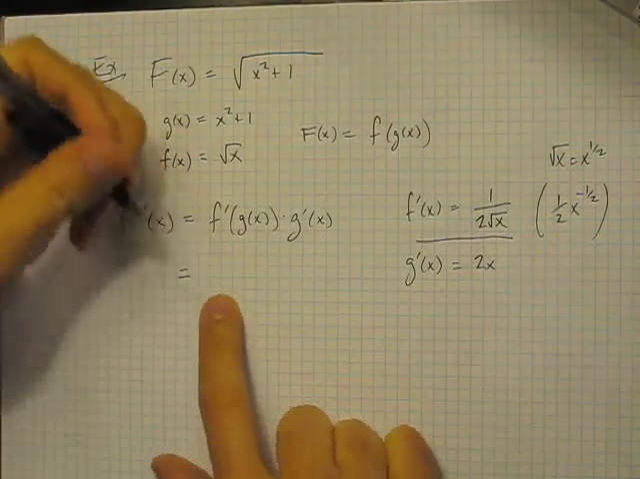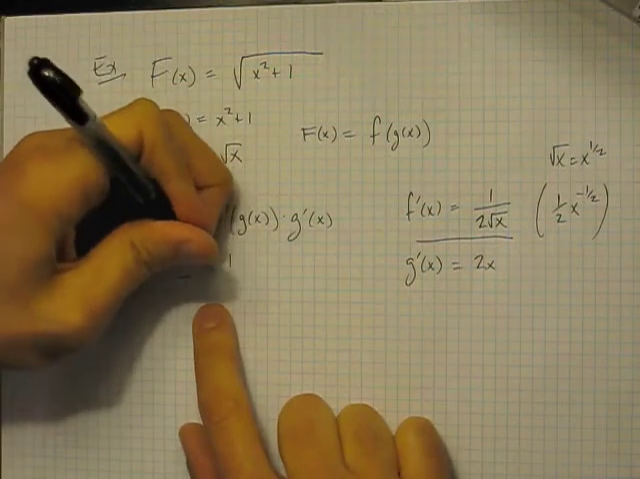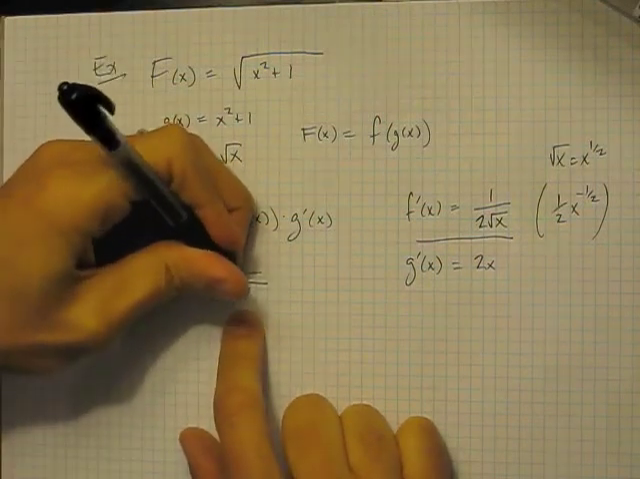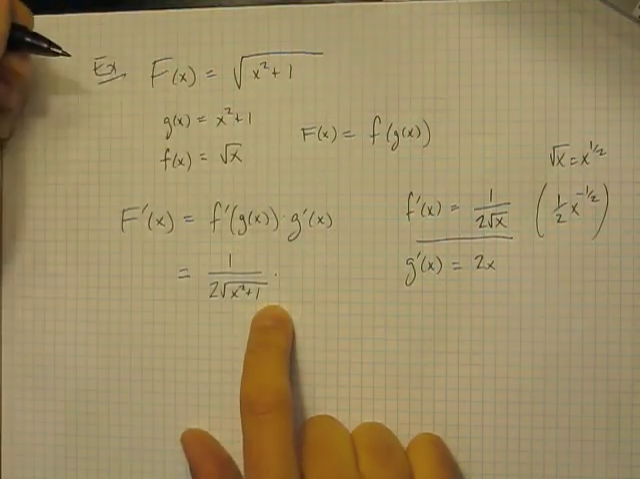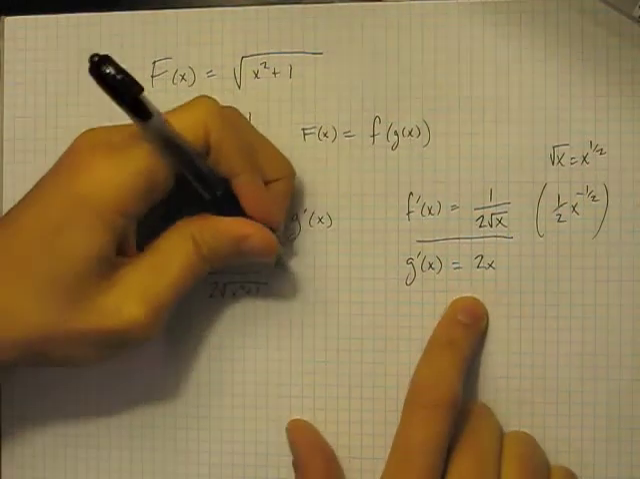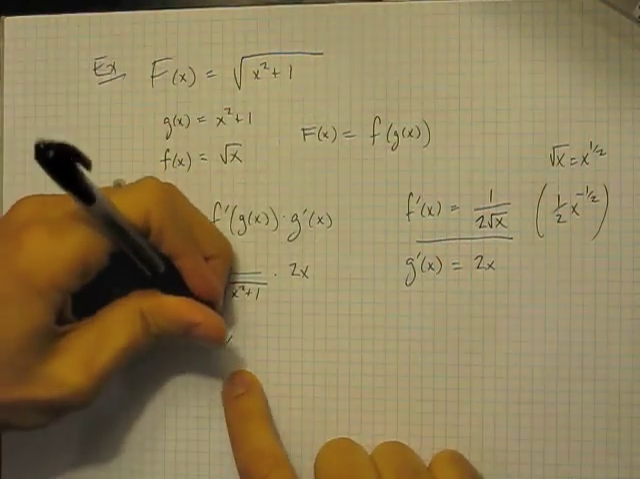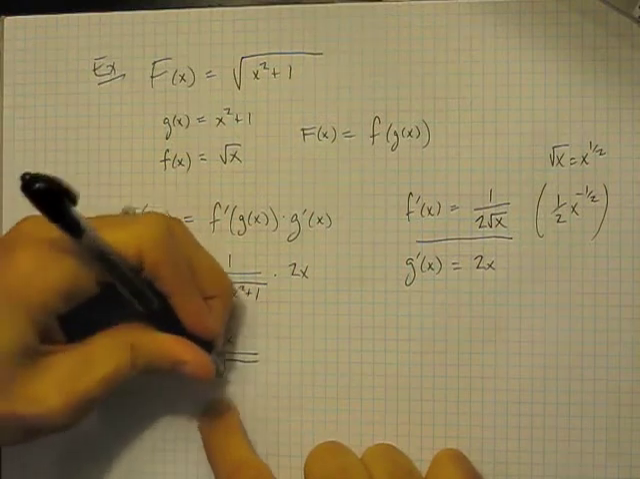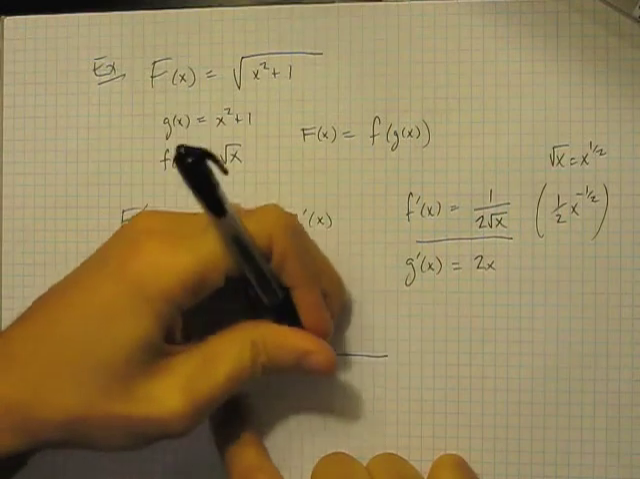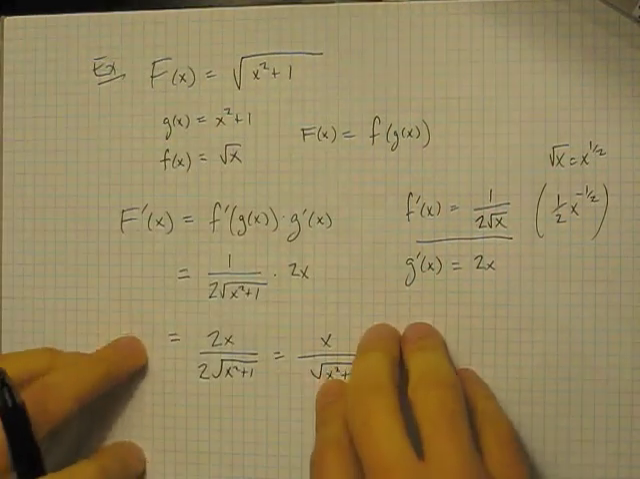So we can finish this off. Derivative of f with g plugged into it, that is 1/2 the square root of x squared plus 1. And we are multiplying this whole thing by the derivative of g, which is 2x. So if you'd like, you could write this as 2x over 2 times the square root of x squared plus 1, but we, of course, would never leave it like that. We would write it like this. Okay, so there's an example of that.